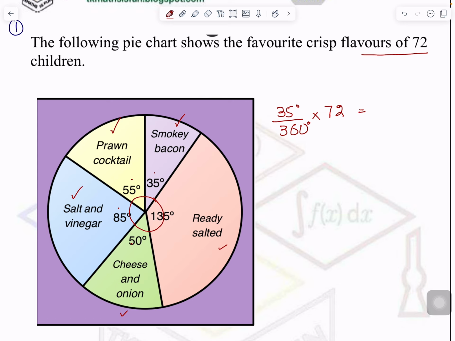Similarly, if I ask you how many students like ready salted, what will you do? 135 degree out of 360 degree into 72. Now why I am writing 72? Because these are total number of students, total number.